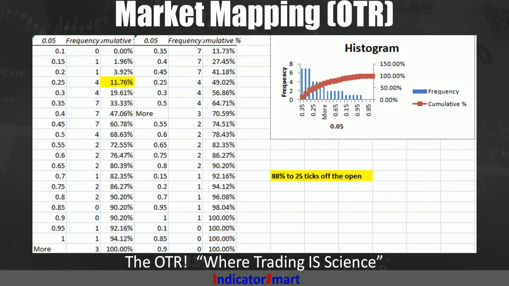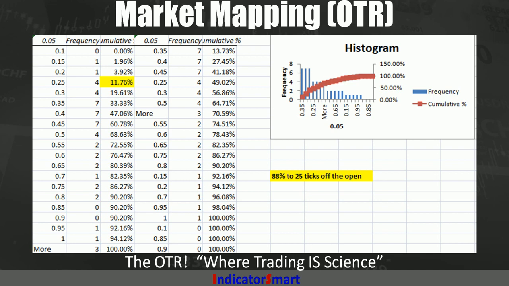And so next I'm going to show you a distribution table that tells us that you're going to go 25 ticks on this interval. And you can subtract that number there, that 11.76, from 100, and you get approximately 88% to go 25 ticks off the open. And so we know that.